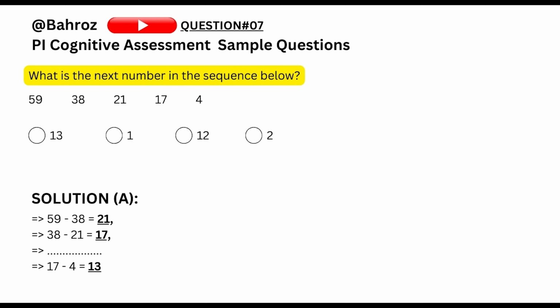Next one, question 7. What is the next number in the sequence? So we have 59, 38, 21, 17, 4. What we will do is, as I said, first try the addition and subtraction. So 59 minus 38 is 21. 38 minus 21 is 17.